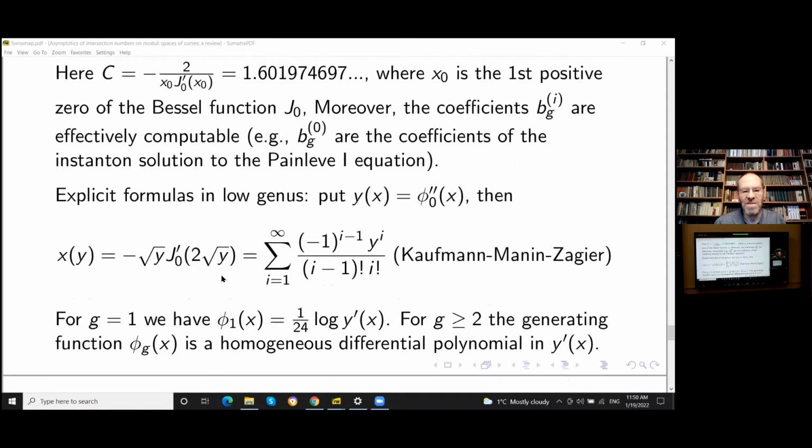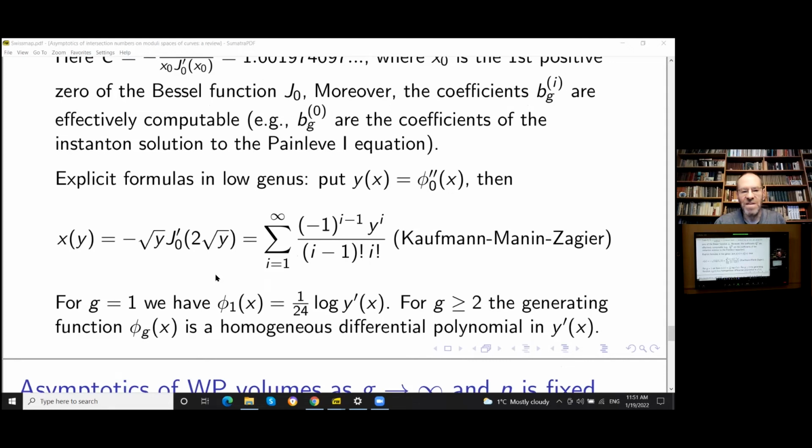It's given by this formula, minus square root of y times J naught prime of 2 square root of y. So that's where this Bessel function appears from, and it is given by a simple power series like this. That's an observation by Kaufmann, Manin, and Zagier.